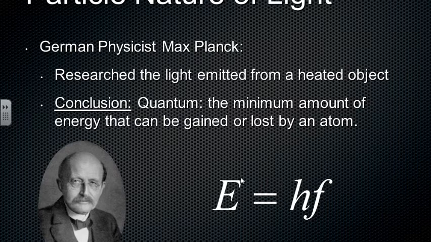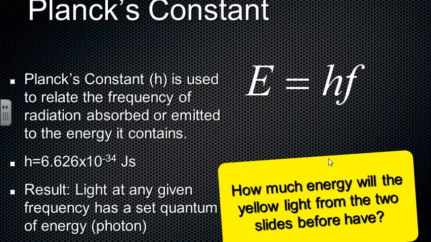Okay? And so in this, E equals h, which is Planck's constant, and then f is the frequency. So it doesn't depend on wavelength at all, but you can intertwine this with that equation on the other side, that we just did. Okay, so Planck's constant is used to relate the frequency that's either absorbed or emitted to the energy. Okay, so Planck's constant is always the same. It's 6.626 times 10 to the negative 34 joule second. So we can plug this in, all right?